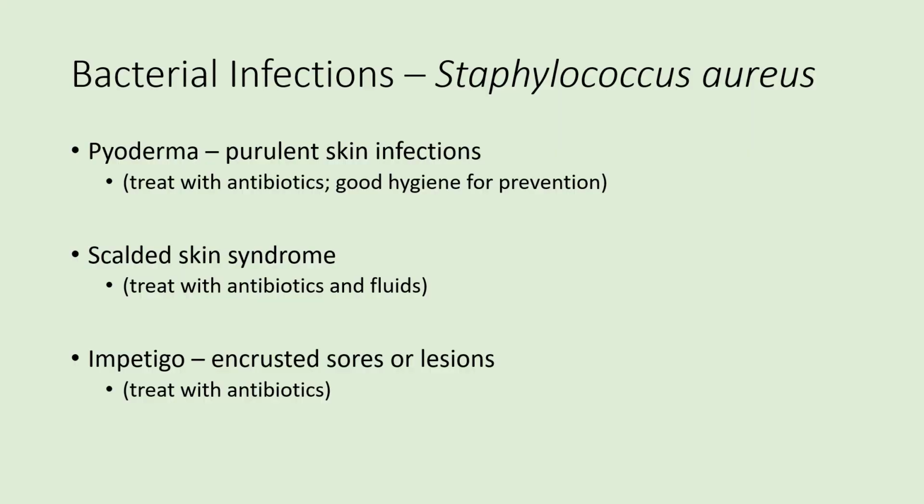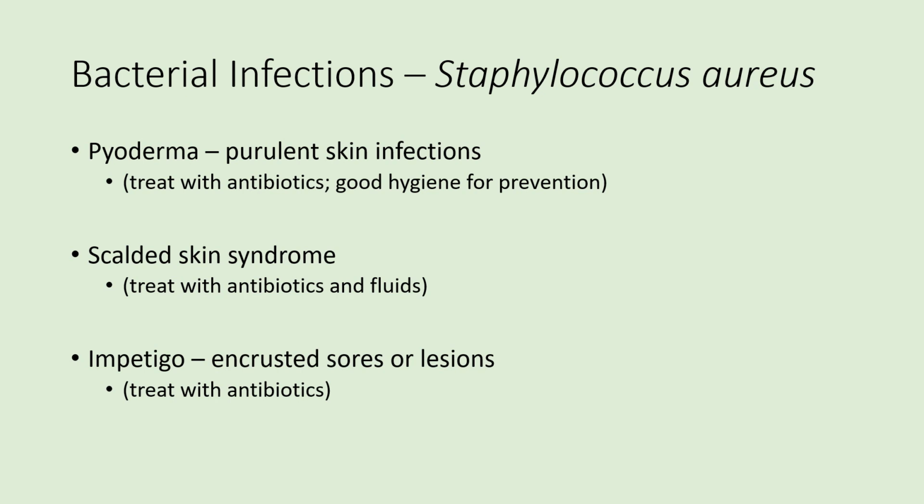So what are some of the bacterial infections? Number one, Staphylococcus aureus, which of the various strains of Staphylococcus, this would be the most virulent one, meaning the one that causes the most diseases. Pyoderma is skin infections, purulent. You can treat it with antibiotics. You can prevent it by using good hygiene practices. It can also cause scalded skin syndrome. This you can treat with antibiotics and make sure you are supplying fluid so the individual does not get dehydrated.